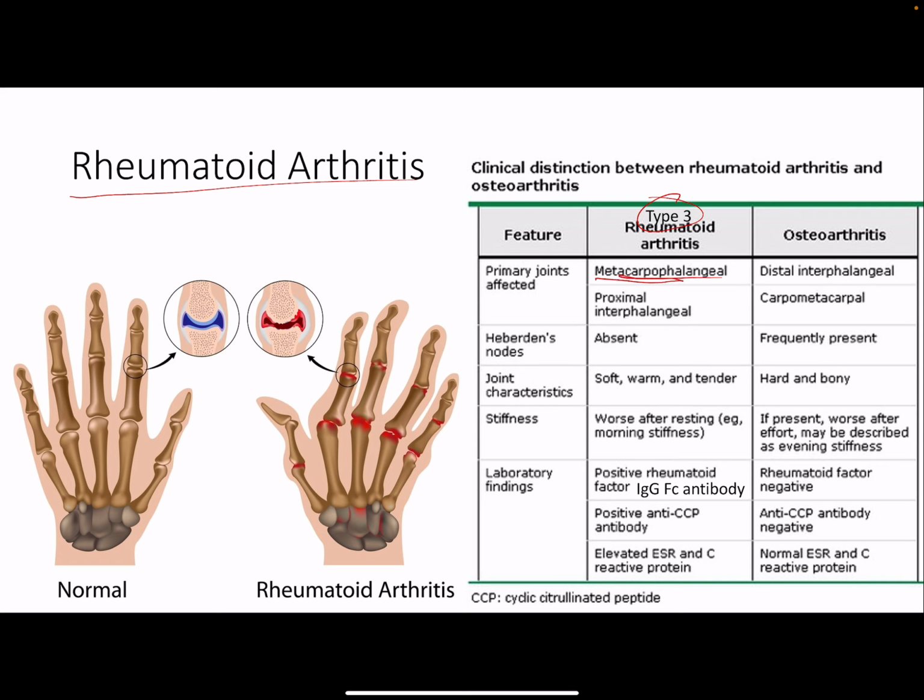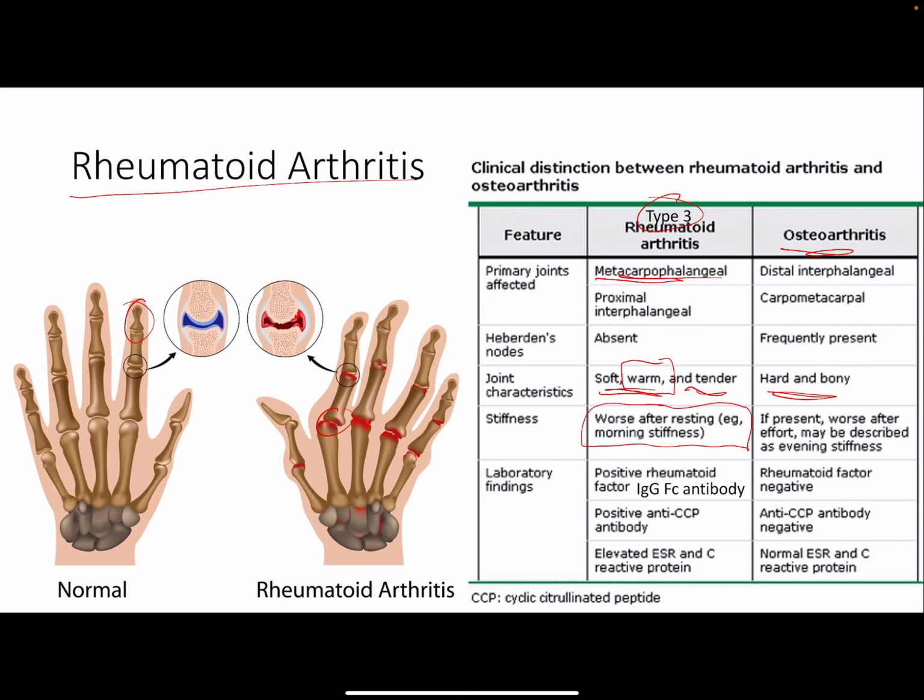Specifically, this is going to be the metacarpals. Osteoarthritis would be the distal interphalangeal joint. This is the metacarpophalangeal joint. So that's one big thing. It's going to be versus osteoarthritis, which would be hard and bony. This is going to be soft, warm, and tender, especially warm. This is just a sign of inflammation. And so is tenderness, also a sign of inflammation.